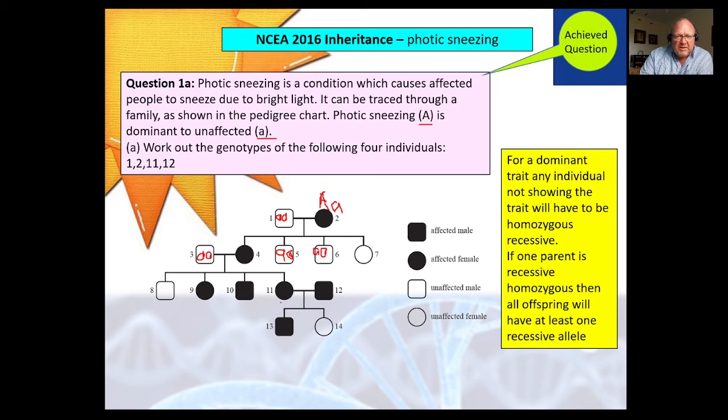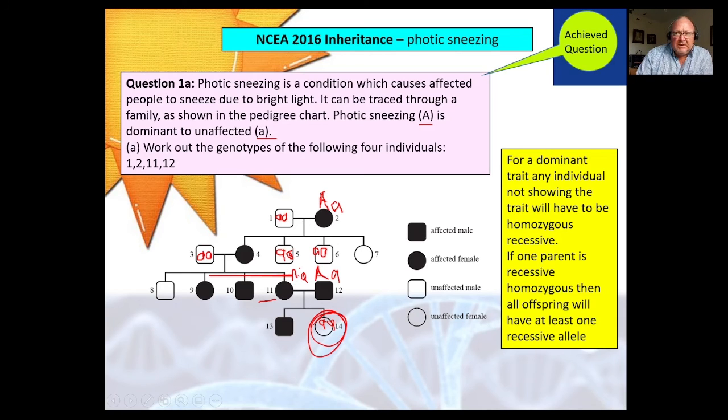Now, 11 and 12. Here's 11. 11 has got at least one A, and 12 has got at least one A, but look at this offspring over there. Because that is there, we know that this has to be little a, little a. So both these parents have to be heterozygotes. One day I'll have a drawing tablet, and then I'll be able to work neater, I promise. Okay, anyways, there you go.